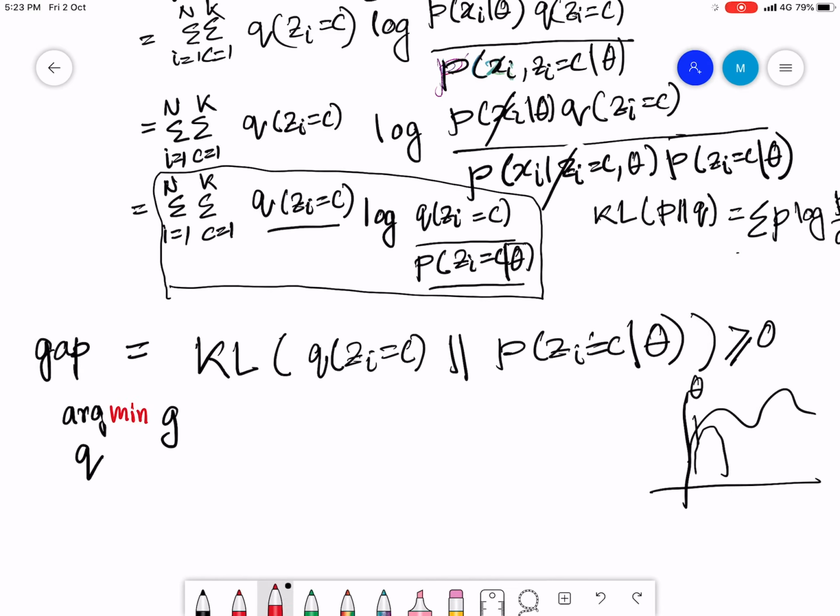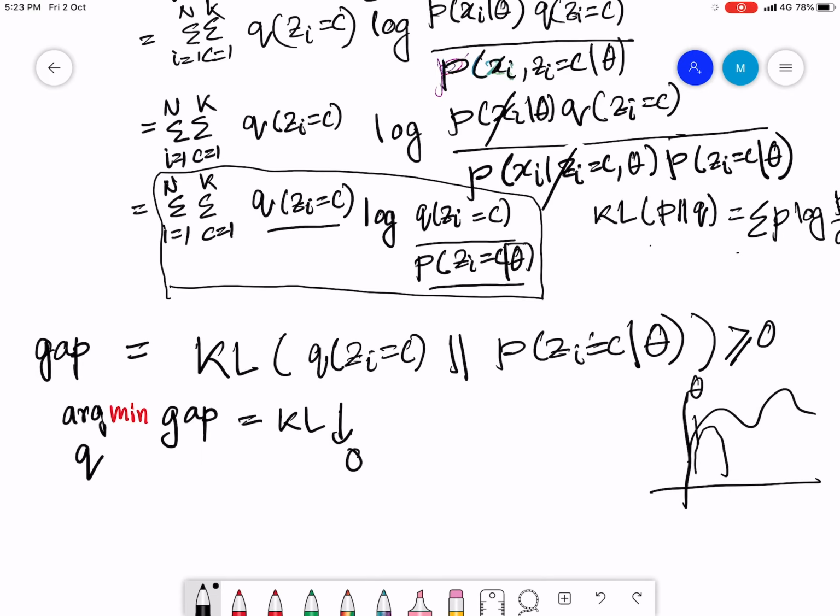Argmin of the gap with respect to Q. The smallest value this can take is 0, because the gap is equal to the KL divergence. The smallest value it can take is 0, which basically means actually nothing. But see, when is the KL divergence 0?